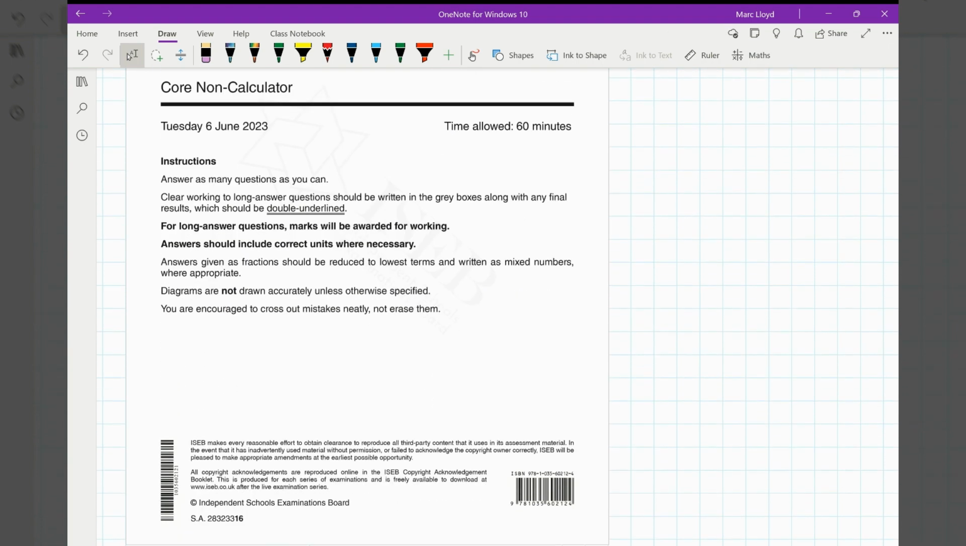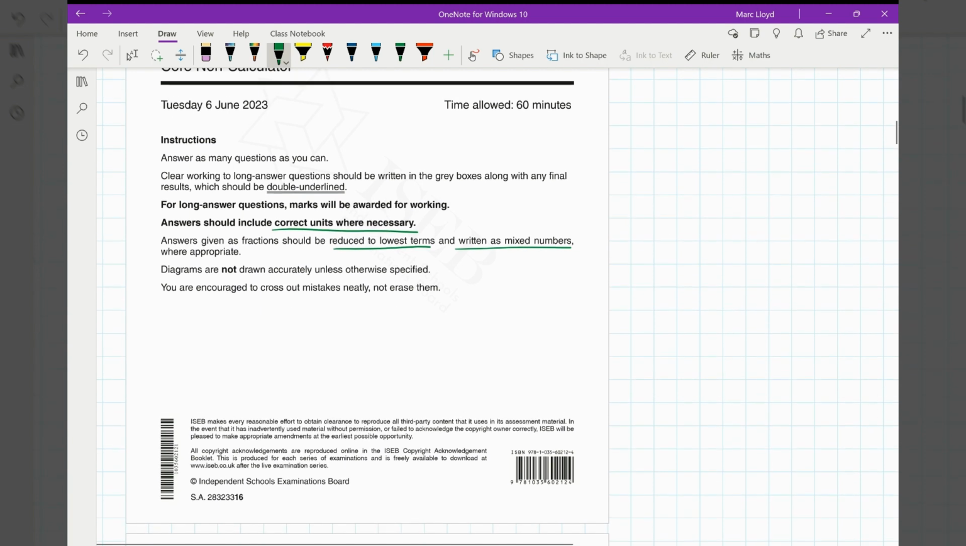The instructions in the front say that for long answer questions, marks will be awarded for working. Answers should include correct units when necessary. If I'm honest, every bit of the mark scheme says use the correct units, so that's something I'll be trying to get across as we give our answers. Answers given as fractions should be reduced to lowest terms and written as mixed numbers. Now, I do a lot of starters with my classes on four operations with fractions. That's what I always want, so that is good practice to do.